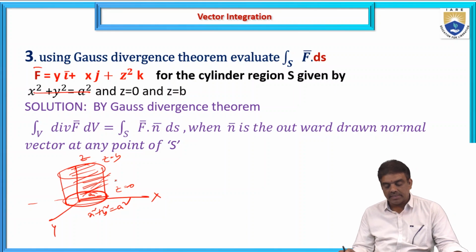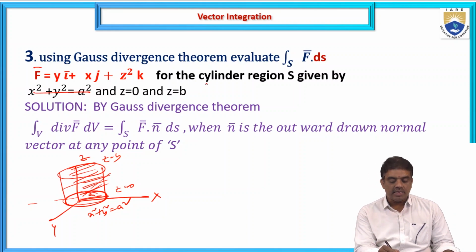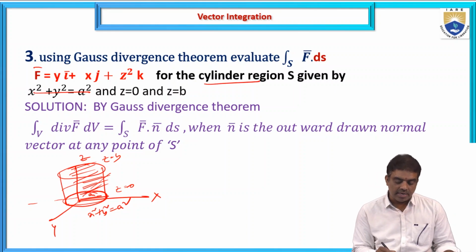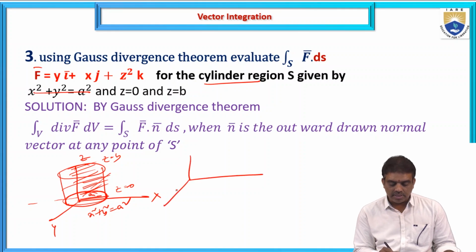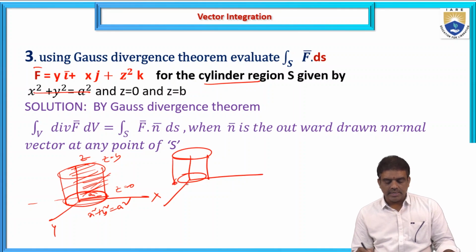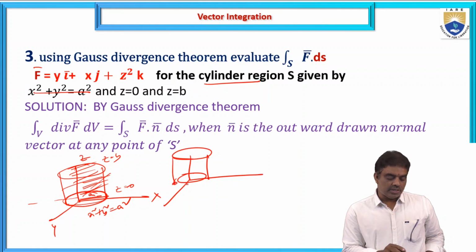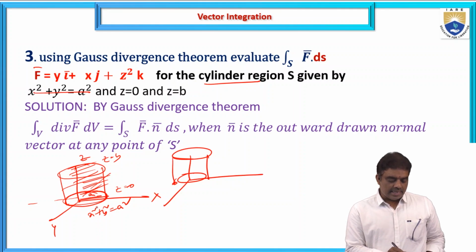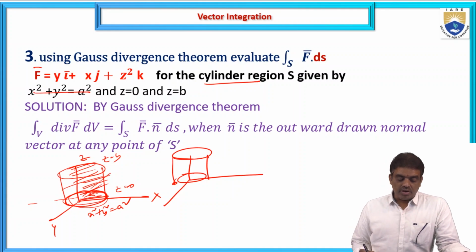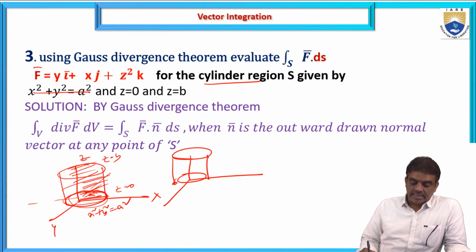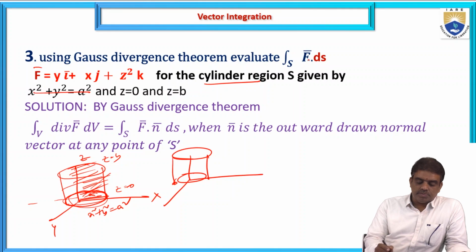The region of integration is the cylinder. It is already given, and it looks like a cylinder. The limits for z, from z is equal to 0 to z is equal to b, are the height limits, and the area limits are the circle area limits. That we'll discuss later. What we have to calculate here is the integral of f bar dot ds bar.